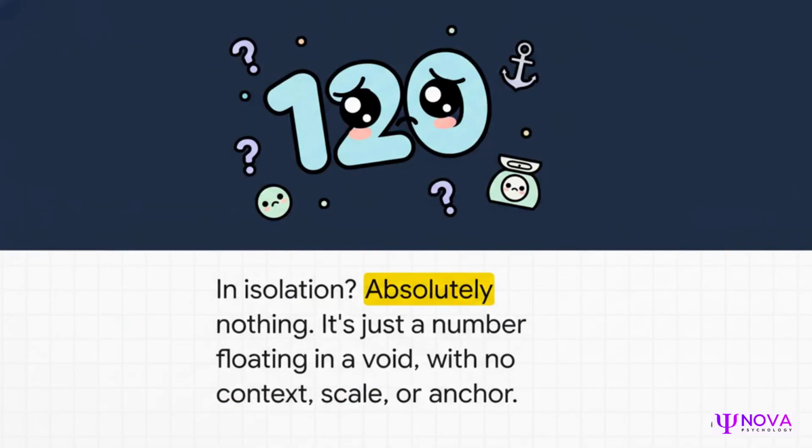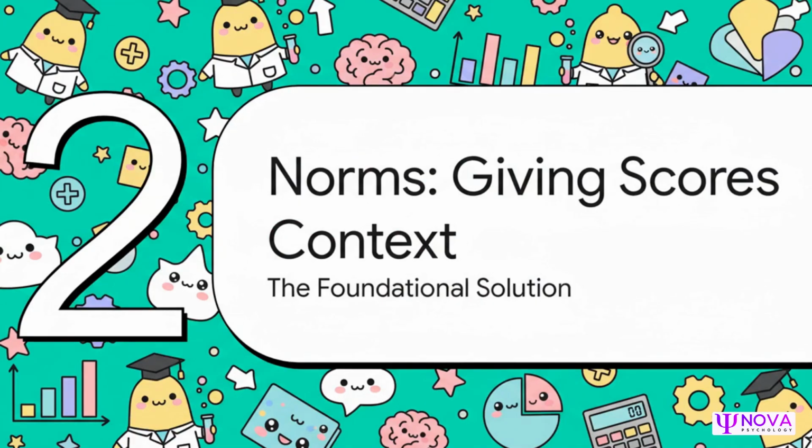The real answer? On its own, that score of 120 tells you, well, absolutely nothing. It's just a number floating in a vacuum. It doesn't have any context, any scale, any anchor to reality. To make that number mean something, we have to compare it to something else. And that right there brings us to the foundational solution, the thing that gives psychological testing its scientific muscle.